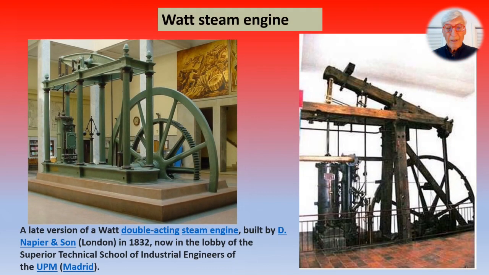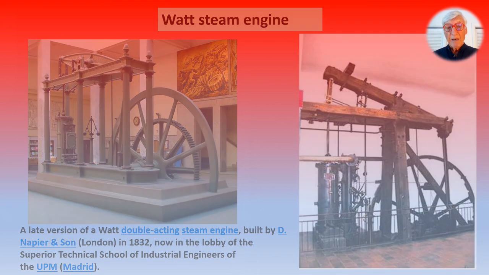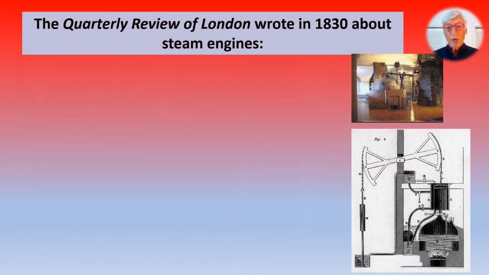Here is a picture of a Watt steam engine. This is a late version of his double-acting steam engine, and it's in a facility in Madrid, Spain. There's also a version of it in the Smithsonian in Washington, D.C. And they're really pretty much the same today, if you are dealing with a steam engine, and there are still some out there.